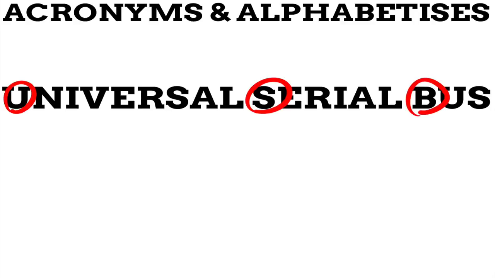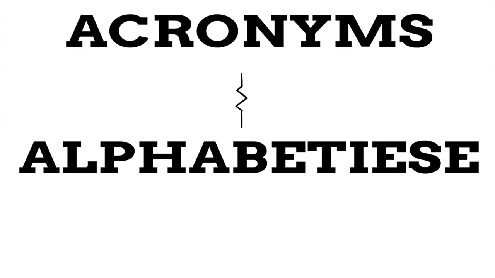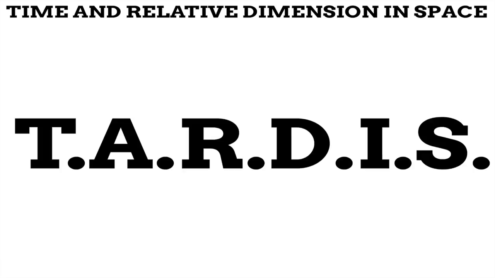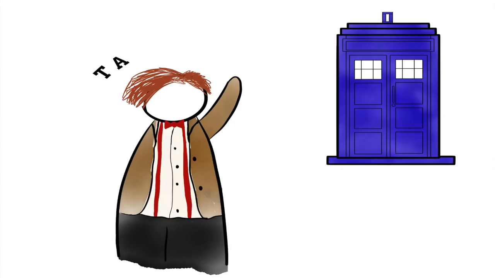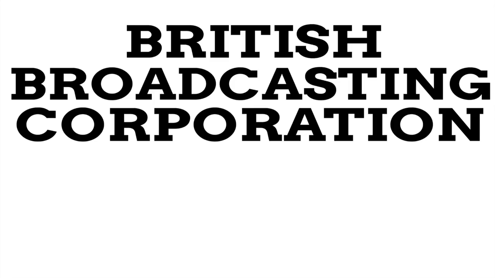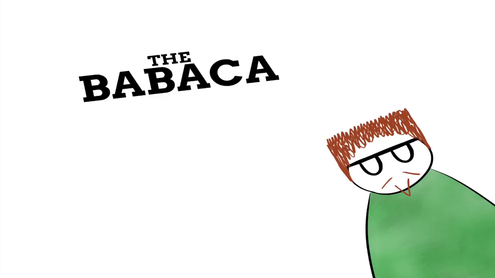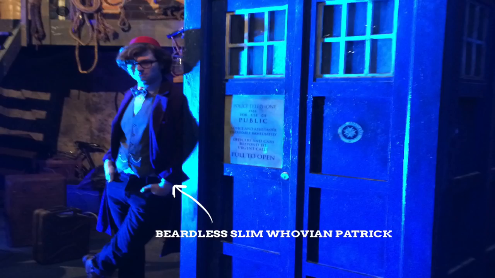Acronyms and alphabetisms is when we have phrases, take the first letter of each word in that phrase and use that as the name. The difference between these two is how we pronounce them. An acronym is pronounced like an actual word, so time and relative dimension in space becomes TARDIS. The Doctor never calls it his TARDIS. And the British Broadcast Corporation becomes the BBC. We never say the babaka, meaning it's an alphabetism. I use these examples because I'm a no good British Whovian.